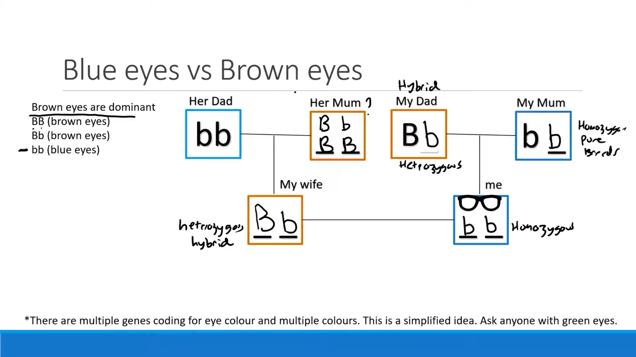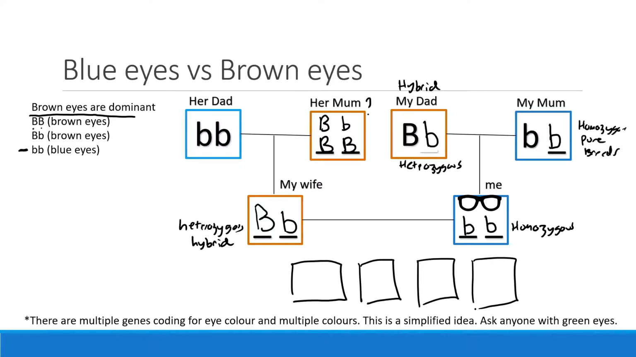But yeah, the last little bit would be to say, well, what could my wife and I, we don't have children yet, but if we did have children, what type of children could we have? Brown-eyed child, probably. No, they could either have brown eyes or blue eyes. Let's have a look here. Capital B and lowercase b.